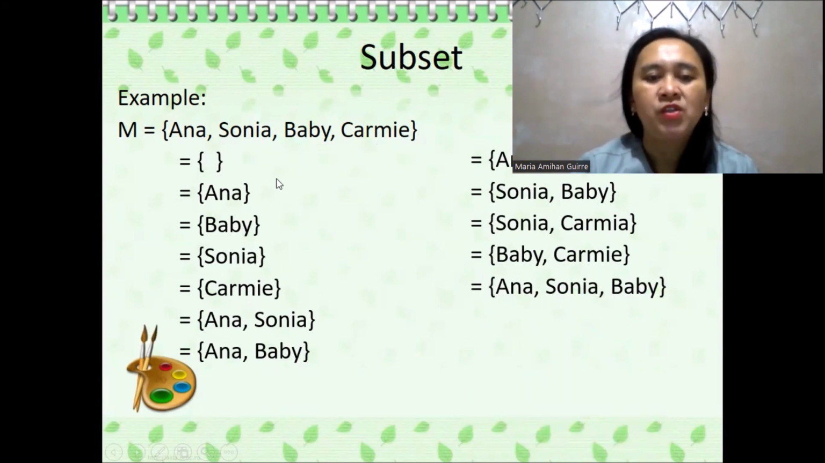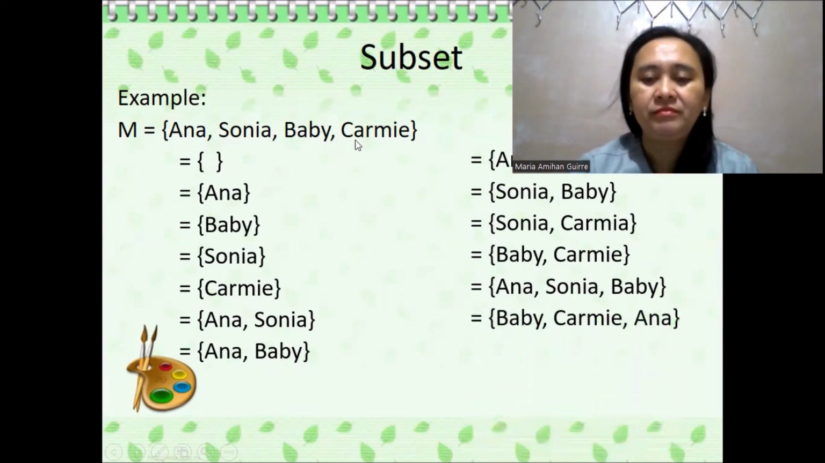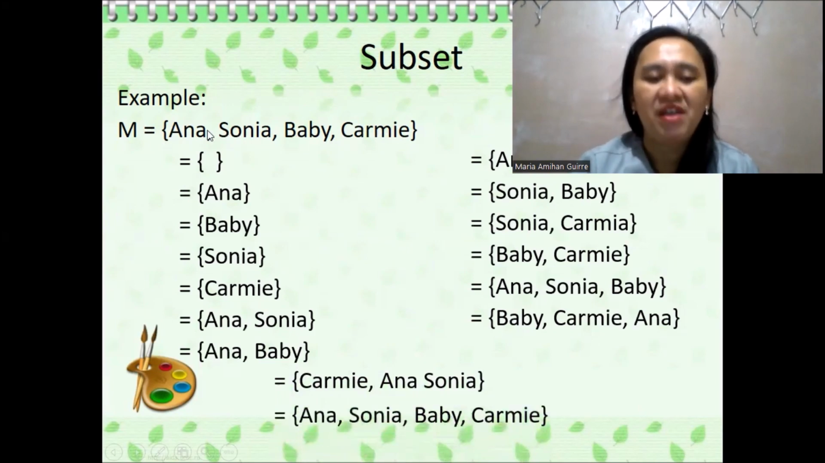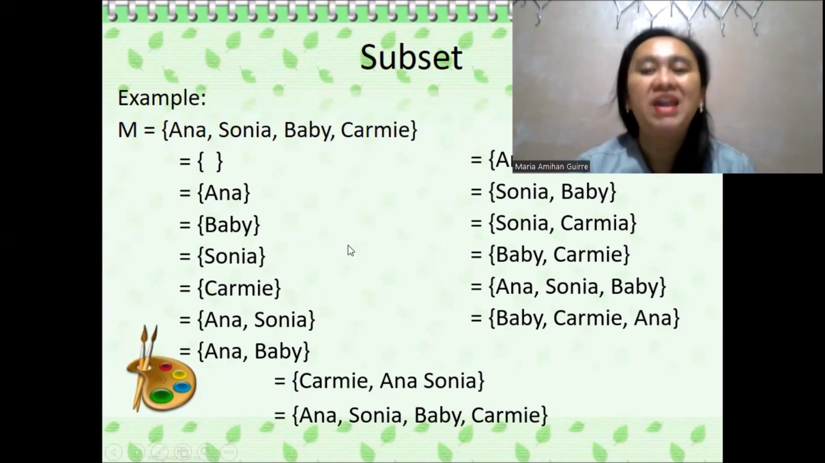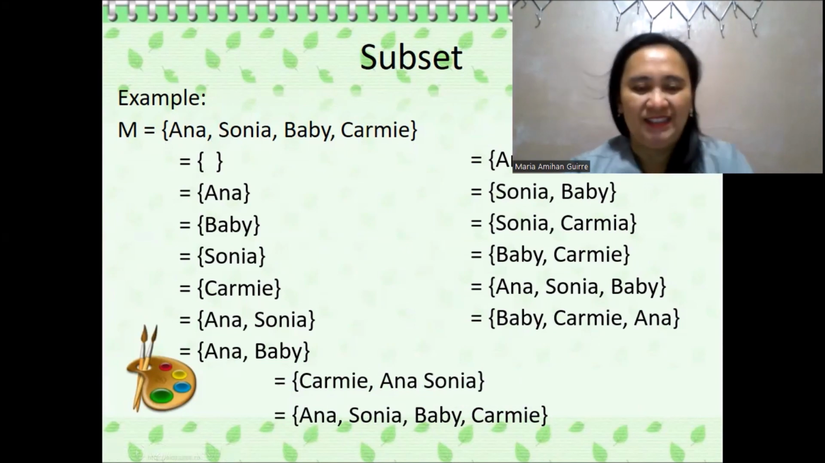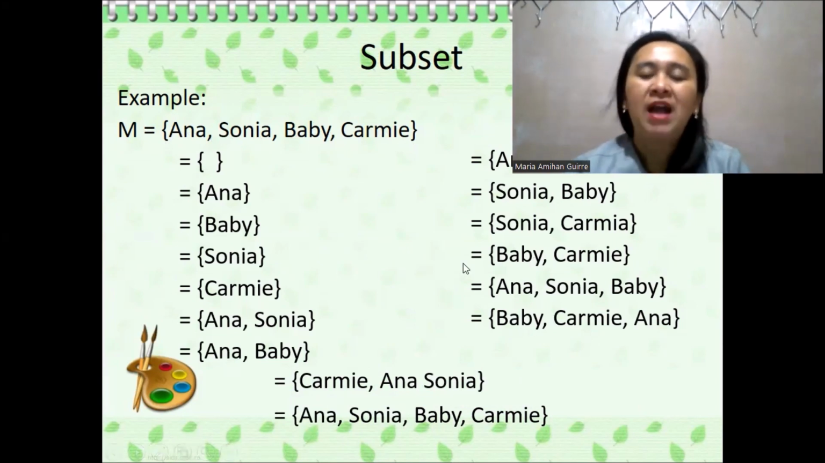Then, pwede tayo by threes. Anna, Sonia, Baby. Pwede rin Sonia, Baby, Carmi; Baby, Carmi, Anna; or Carmi, Anna, Sonia. Then, by 4, so the given set is a subset of itself. So these are examples of possible subsets of the given set.